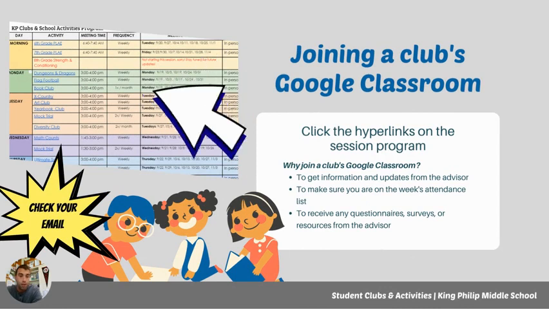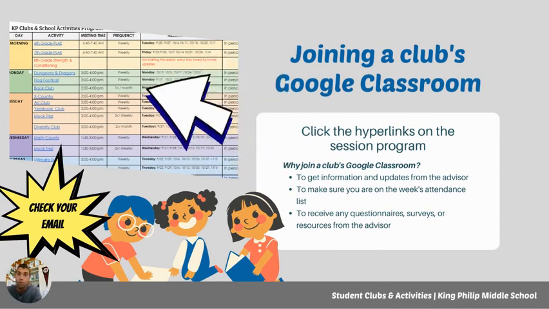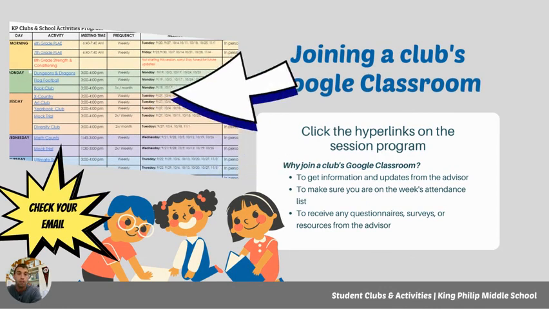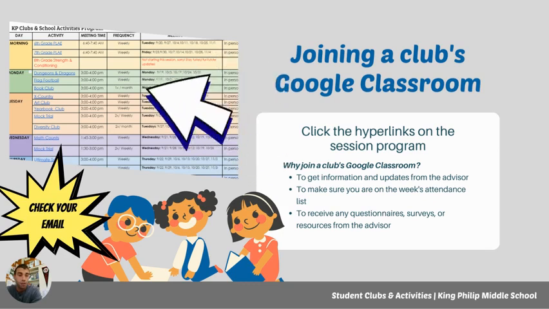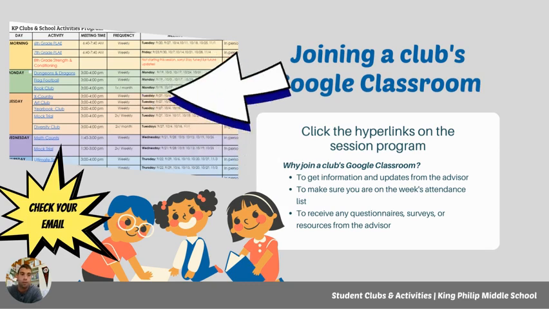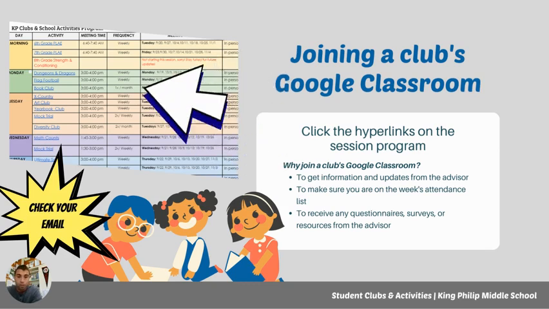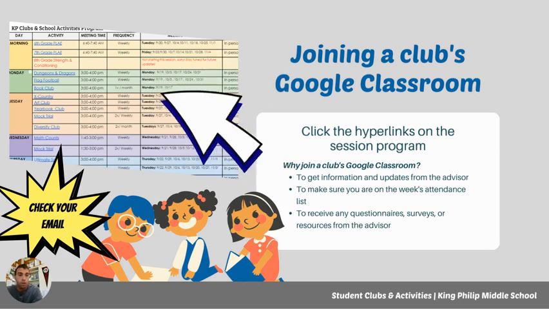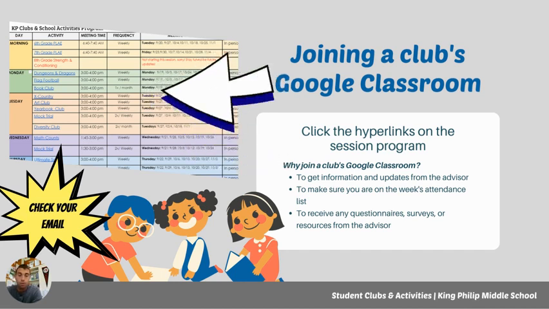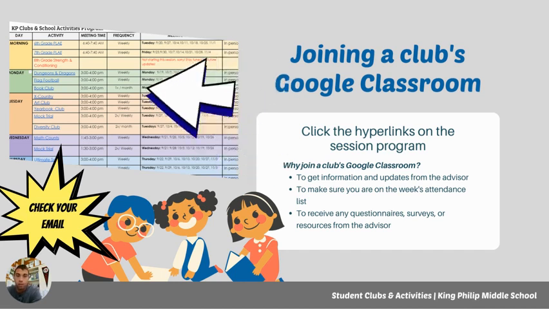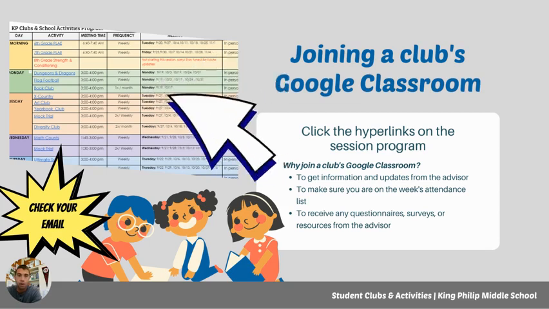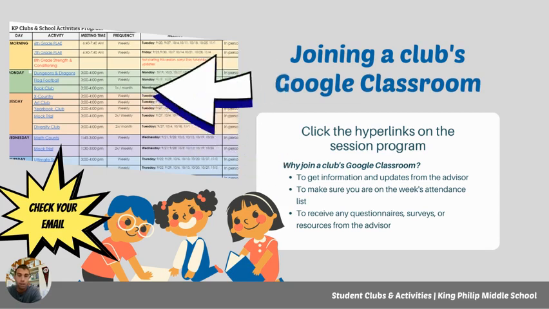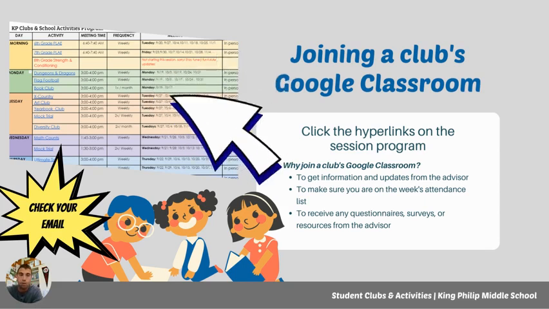Once you join the KP Student Activities Google Classroom, you're going to want to join any clubs or activities Google Classrooms that you're interested in. So for example, if you're interested in Art Club, join the Art Club Google Classroom. If you're interested in Flag Football, join the Flag Football Google Classroom. On those Google Classrooms, you'll get more direct access to the advisors. So you'll get information and updates directly from the advisor about meetings, about meeting places, and any other questionnaires, surveys, or resources that the advisor wants you to have.